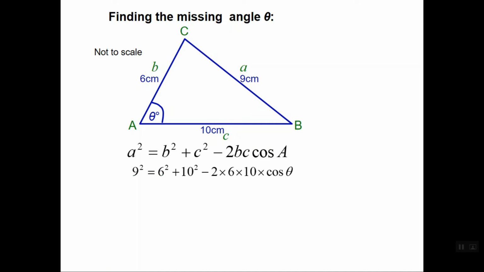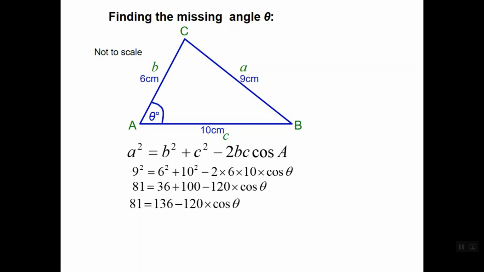So I have 9 squared, which represents my A, is equal to 6 squared, which represents my B, plus 10 squared, which represents my C, minus 2 times 6 times 10 times cos theta. And again, I write theta because that's the angle that I'm trying to find, and I don't know it. My next step now, guys, is to evaluate each of those numbers. So 9 squared gives me 81, 6 squared gives me 36, 10 squared gives me 100, minus 2 times 6 times 10 gives me 120, and that's times cos theta.